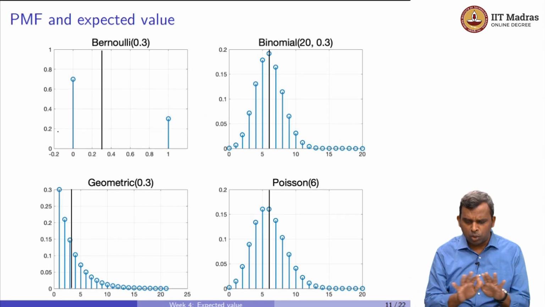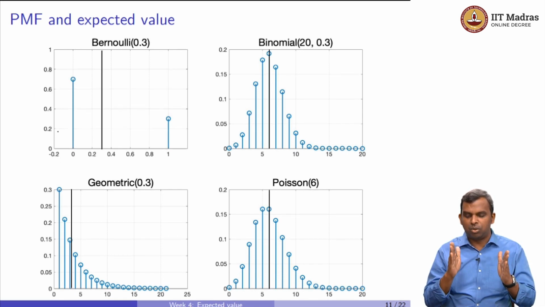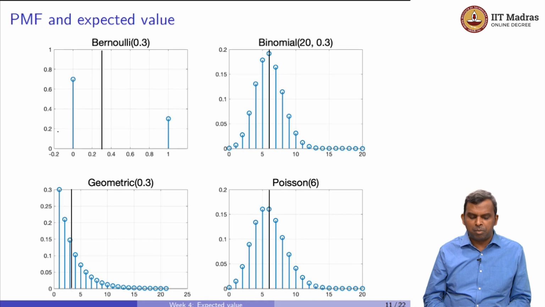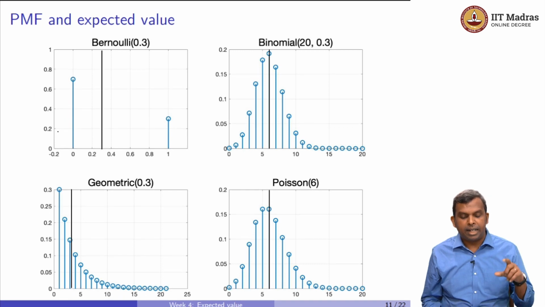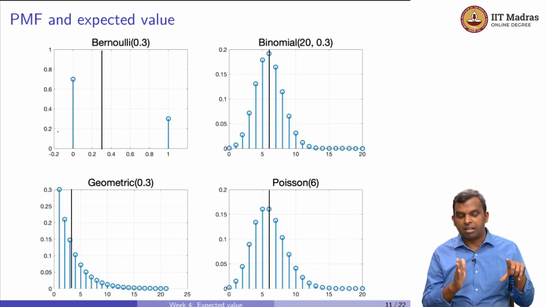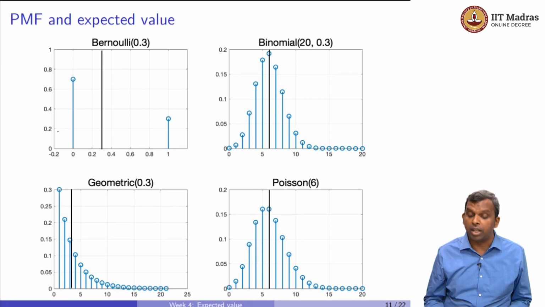So I also wanted to show you the picture of the PMF and where the expected value comes in, and sort of if you can see it. So let's say you look at a Bernoulli 0.3 distribution. It takes value 0 with probability 0.7. It takes value 1 with probability 0.3. Its expected value is 0.3, somewhere in the middle. And if you look at binomial 20, 0.3, the expected value is 6, isn't it?